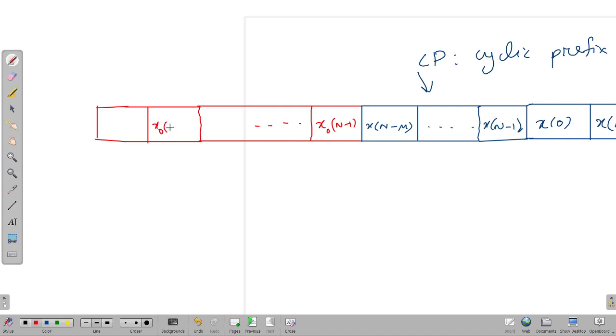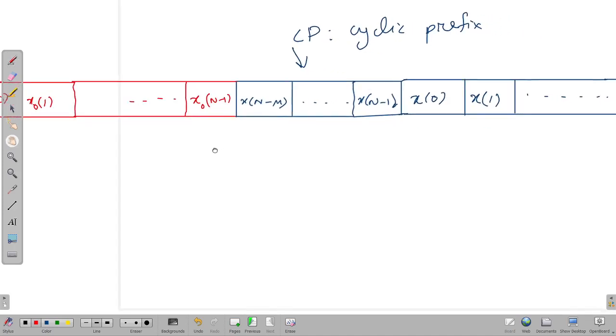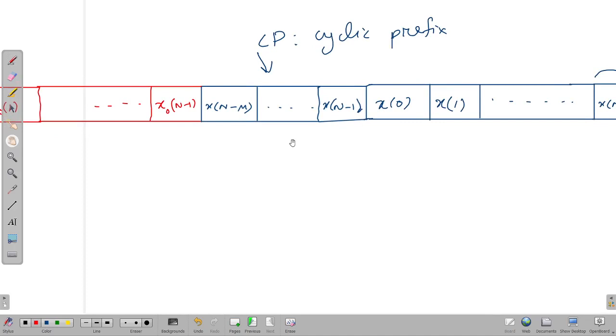X naught of 1, naught of 0. Okay, so now we'll see how this cyclic prefix will convert the linear to circular convolution.